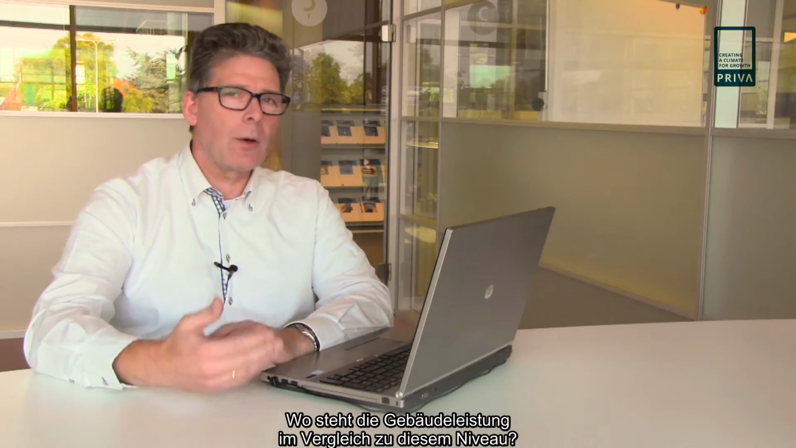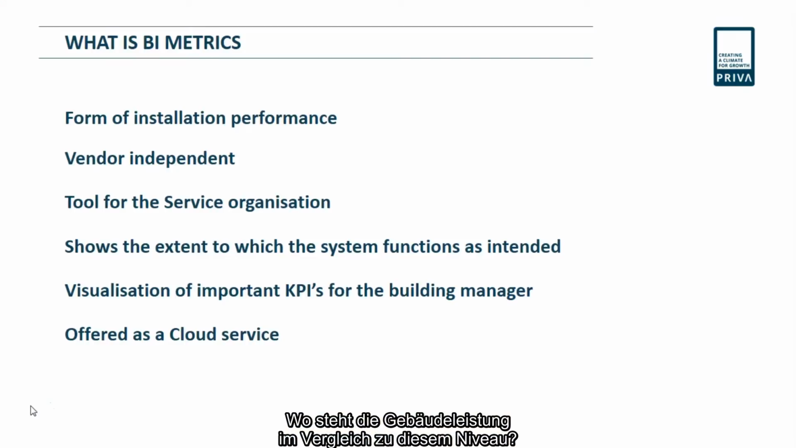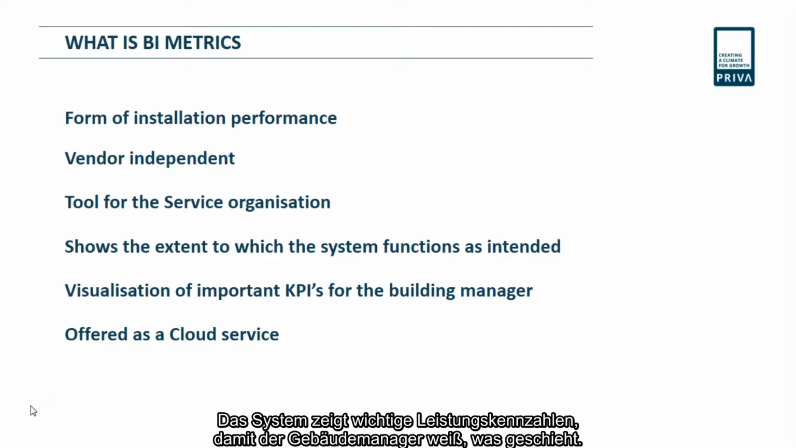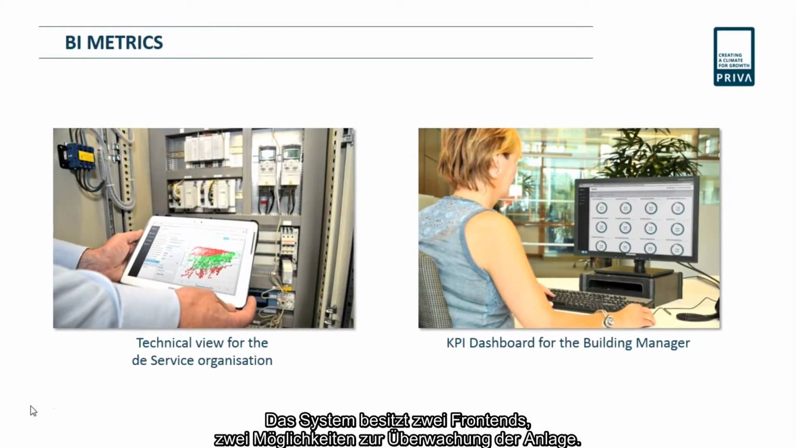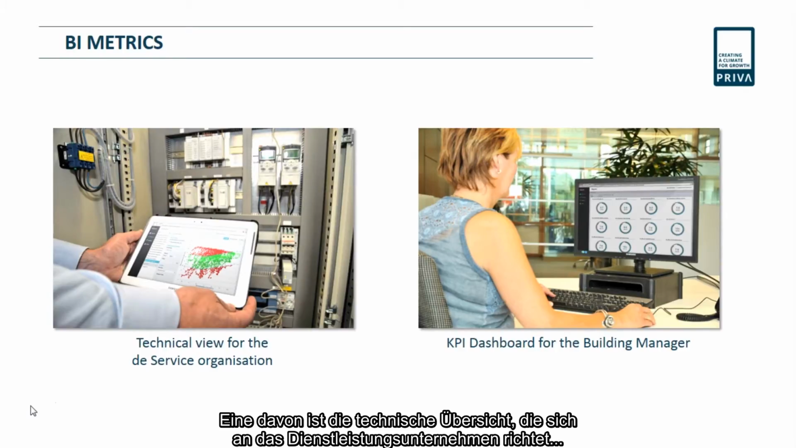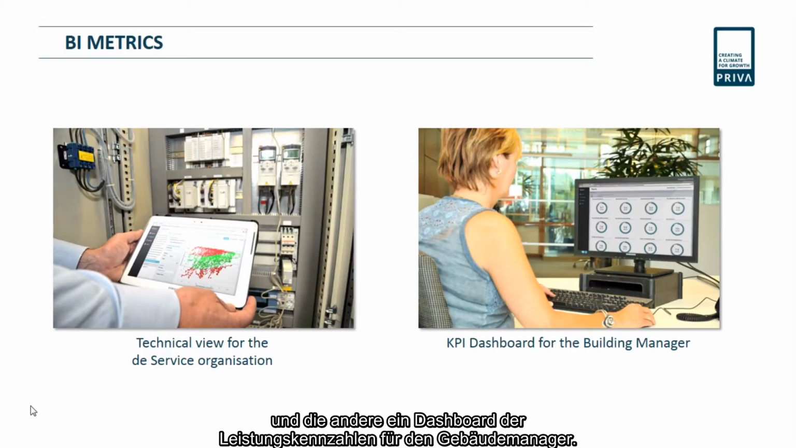So there is a benchmark. We know where we want to go. Remember the first graph, there is an optimum level we would like to reach. So how does the building perform against that level? It also visualizes important KPIs for the building manager, so they can see what's happening too. And we offer that as a cloud service. We have two ways of looking into that installation, you could say two front ends. One is the technical view for the service organization, and the other one is a KPI dashboard for the building manager.